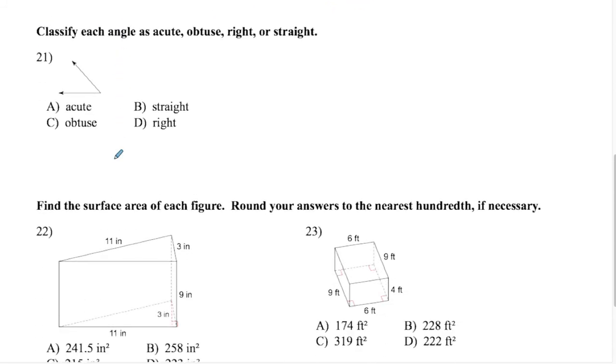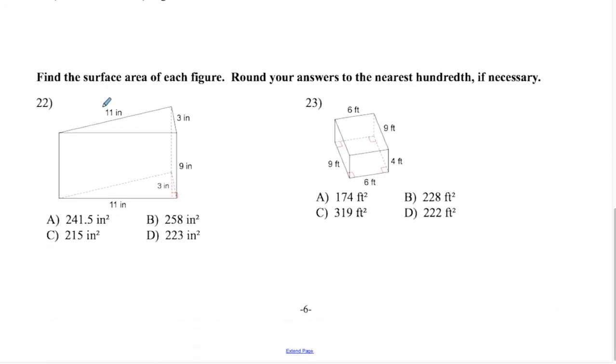All right. Number 21, classify. This one is acute because it's smaller than 90. If it's 90, it's right. If it's 180, it's straight. If it's greater than 90, it's obtuse. Okay, number 22 and 23 are last ones.